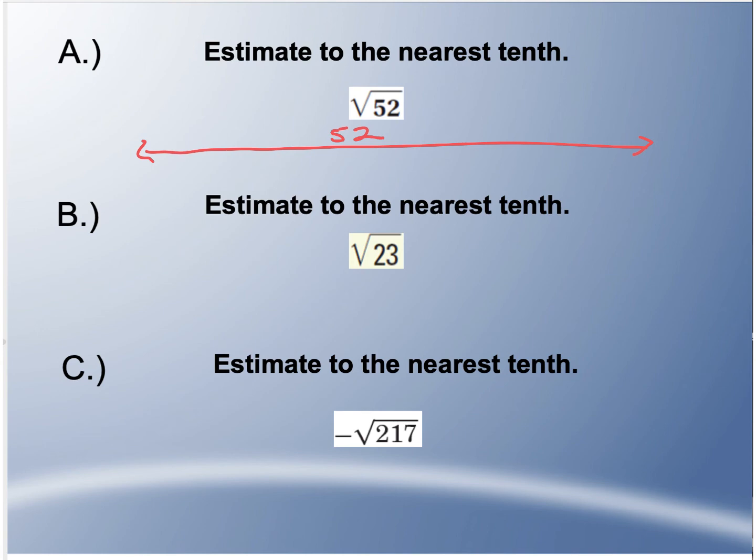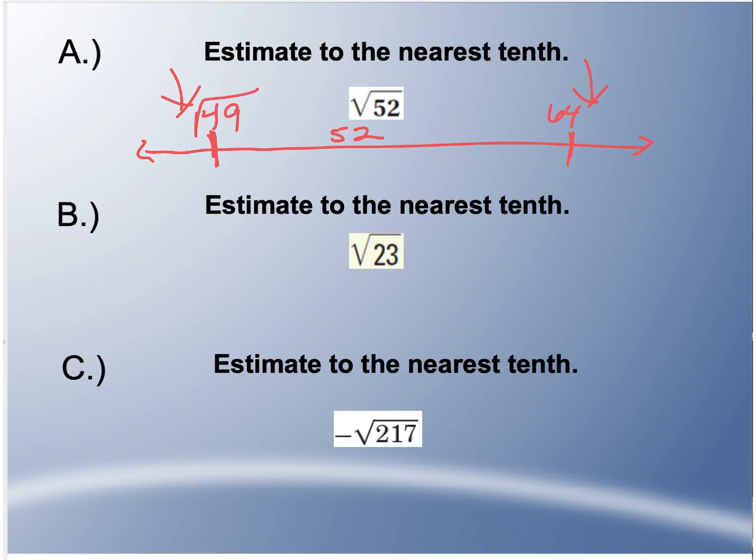Right now, we're going to ignore the radical. What is the perfect square that's below that number and the perfect square that's above that number? So if you think on this number line, which is not up to scale, the perfect square below 52 is 49, and the perfect square above it would be 64.